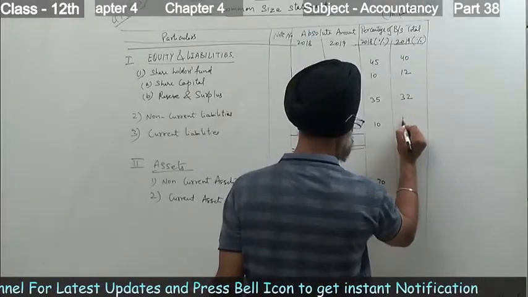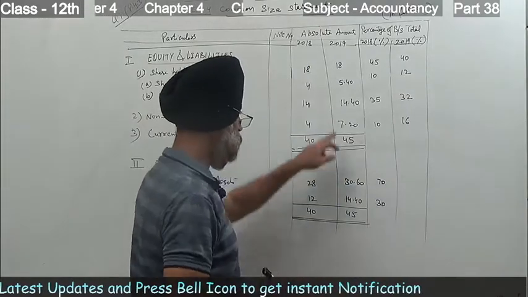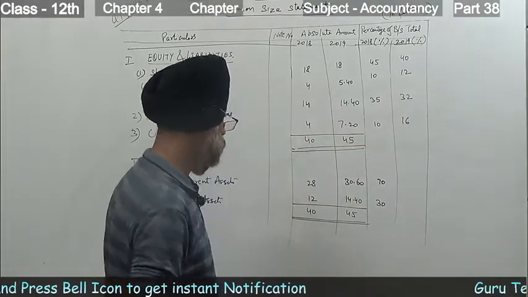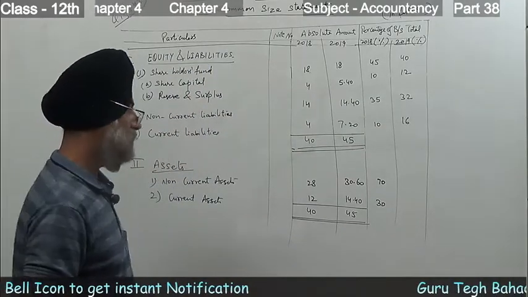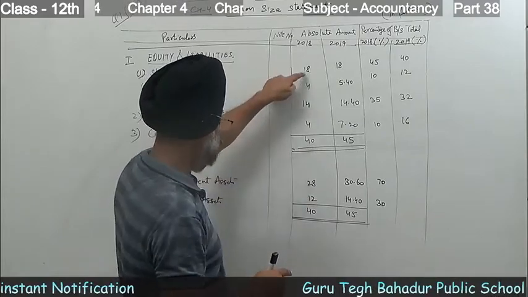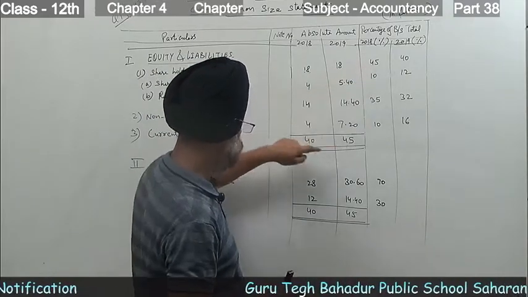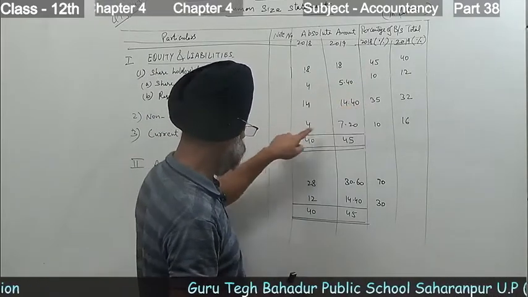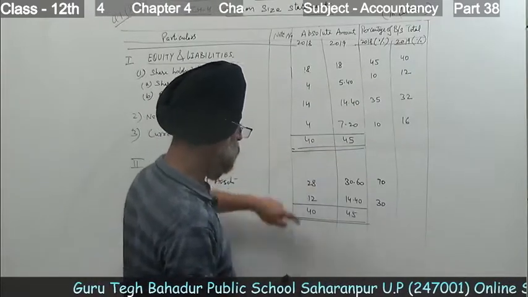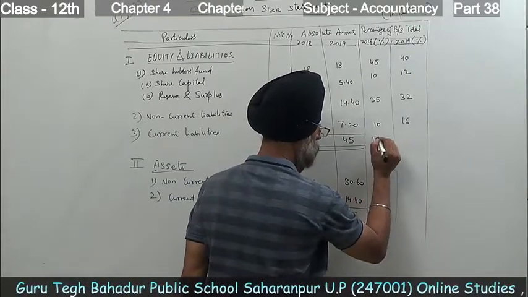14 lakh 40,000 by 45 lakh, then we'll get 32%. Similarly, this is 16%. It's half of this. So if this is 32%, then this is 16%. And at the last, see, this is 40 by 40 into 100. This by this into 100 we get this value. Now 40 by 40 into 100 will get 100%.